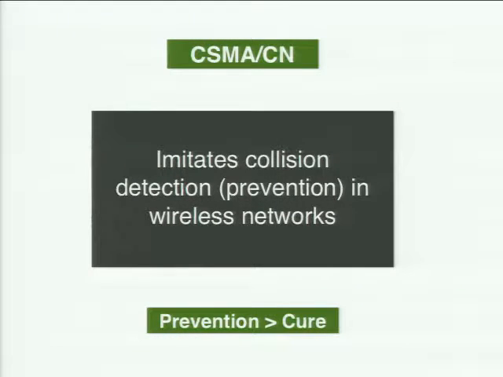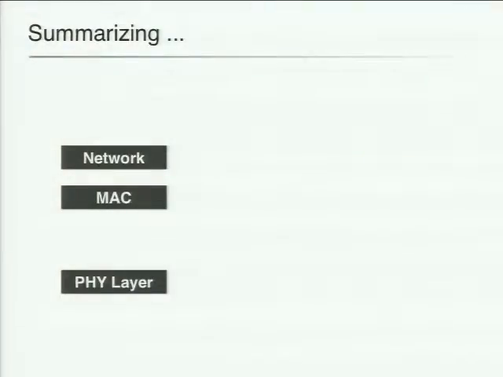Okay, so with this, let me summarize CSMSEN. CSMSEN tries to imitate collision detection or prevention in the context of wireless networks. If you think about wireless researchers, we have tried to cure collisions before, essentially trying to do something to recover after the collision has happened. We believe that prevention is better than cure, and CSMSEN we believe is a first step towards this direction. So with this, let me summarize the wireless portion of my talk.